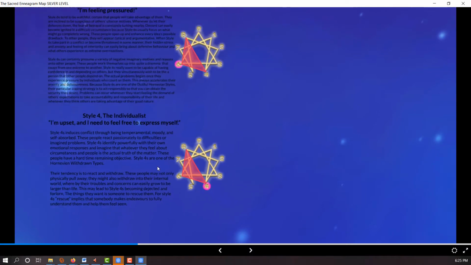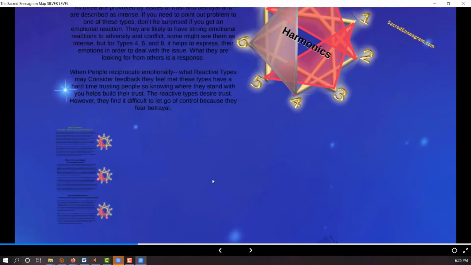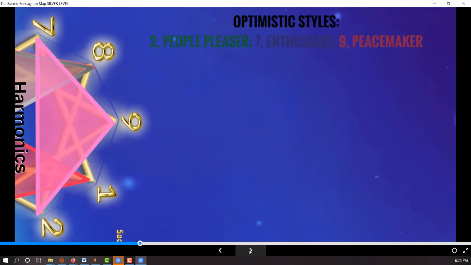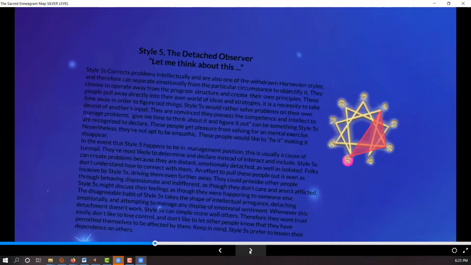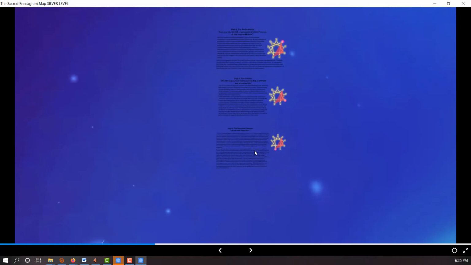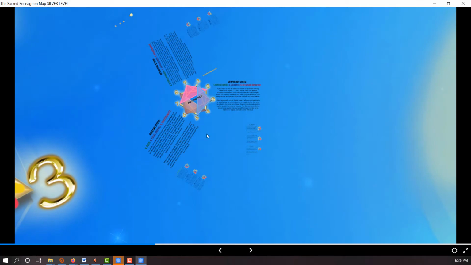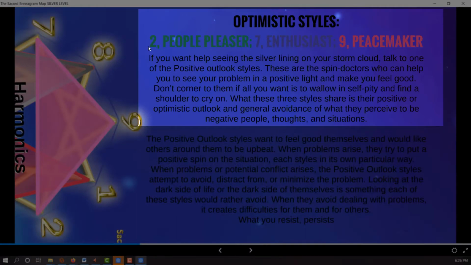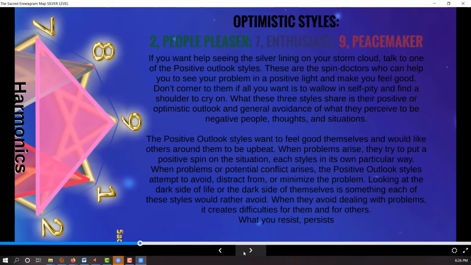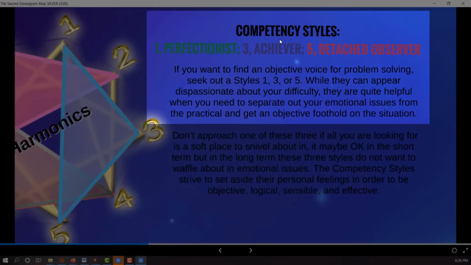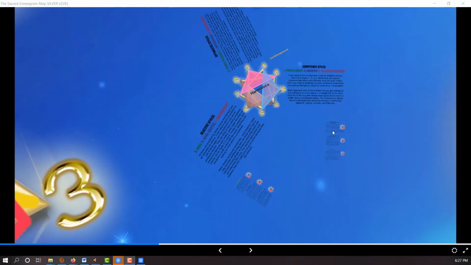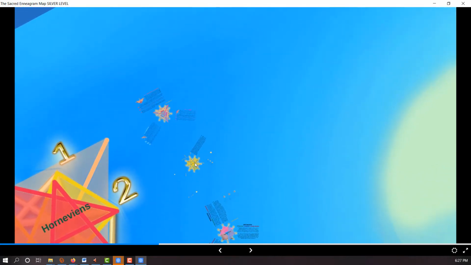So that just sums up a little bit of information for the harmonic groups. But as I zoom out, you can see here that there's a lot more information. I'll just click through and then zoom out to show you the information that's located for the harmonics. So we have the optimistic styles, which is Enneagram types 2, 7, and 9. And then we have the competency styles, which are Enneagram types 1, 3, and 5. So it goes through a lot of information there for the harmonic groups.